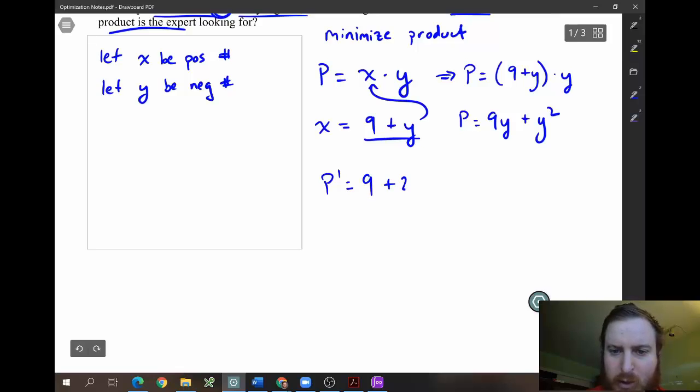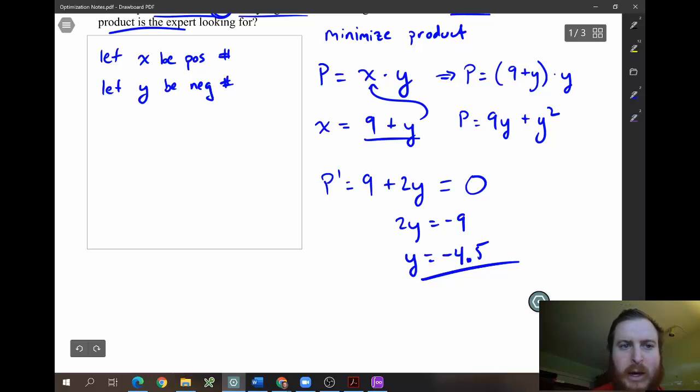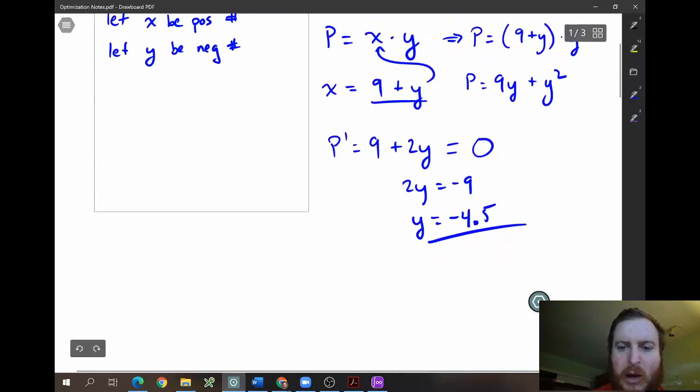So 9 plus 2y, and we set that equal to 0. Okay, subtract 9, we get 2y equals negative 9. And so we get y equals negative 9 halves, or negative 4.5. Okay, and they want the product. They don't want y, but that's okay.